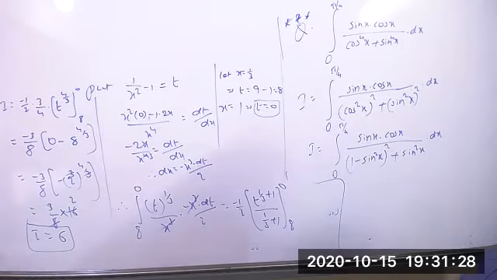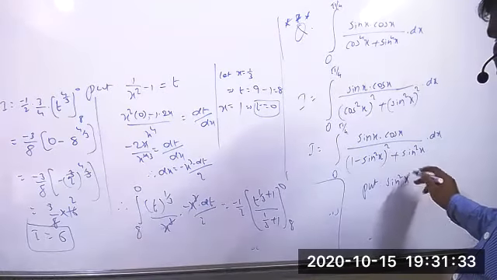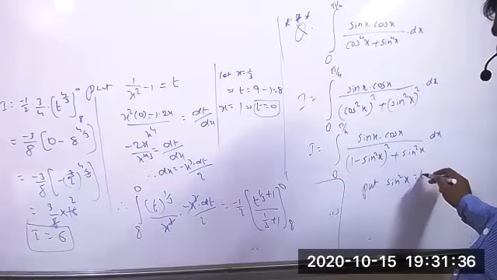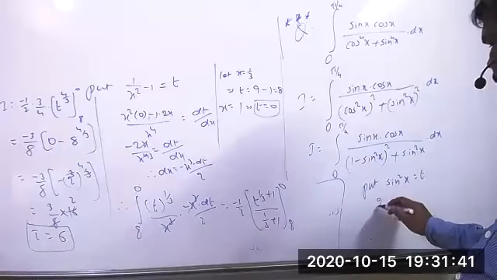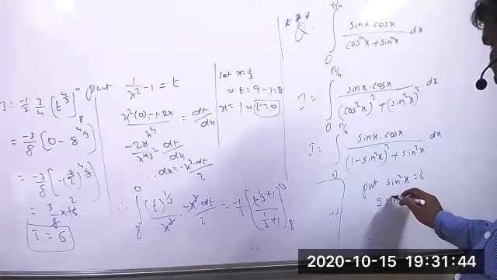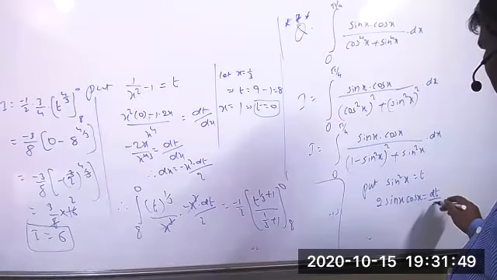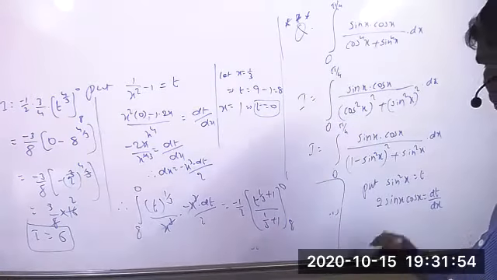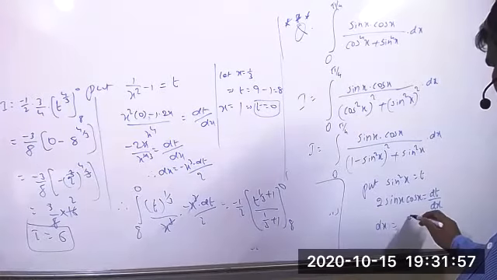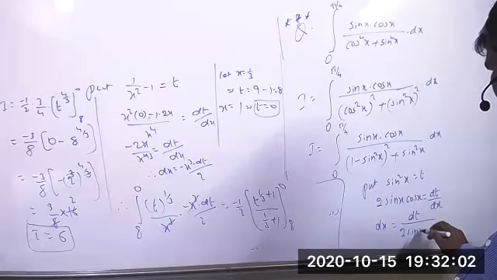Now we can take substitution. Now I can write now put sin square x equal to t. Differentiate with respect to x on both sides. Differentiation of sin square x equal to, clearly you will get 2 sin x into cos x equal to dt by dx. Now dx equal to you can write now dt by 2 sin x into cos x.